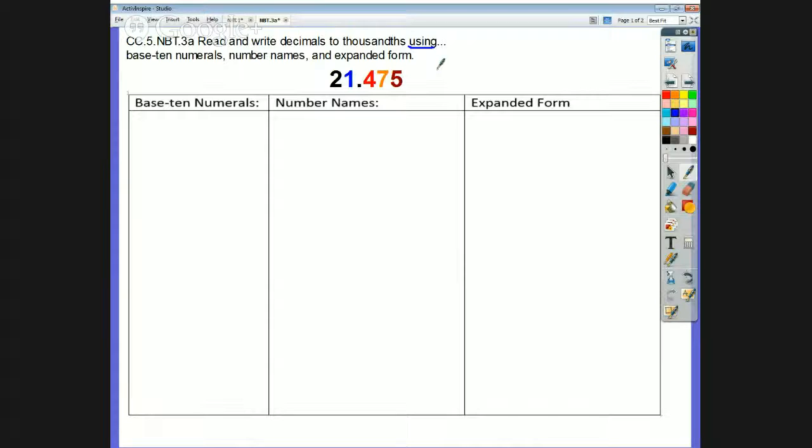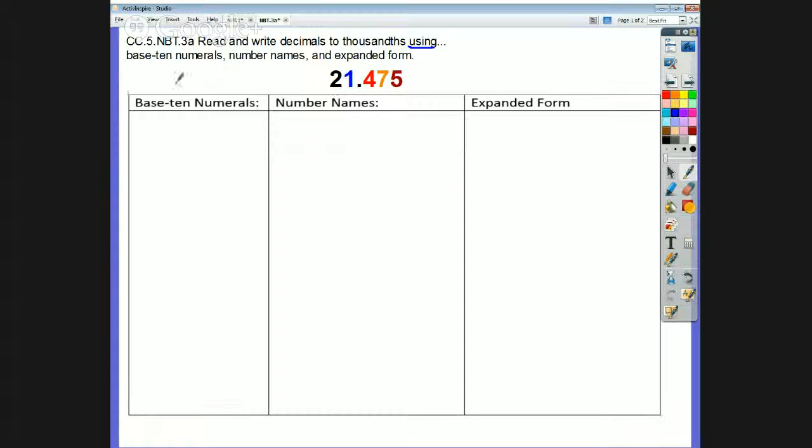Base 10 numerals is just the normal way that we write numbers. So for example, this number right here is in base 10 numerals. Number names, I'm going to talk a little bit about how some students make some mistakes when they write in number names or when they even think in number names. And then lastly, expanded form, which is, I think, the least experience we are as a class.